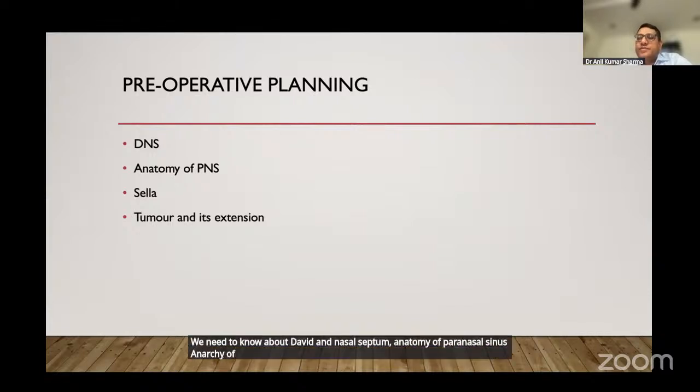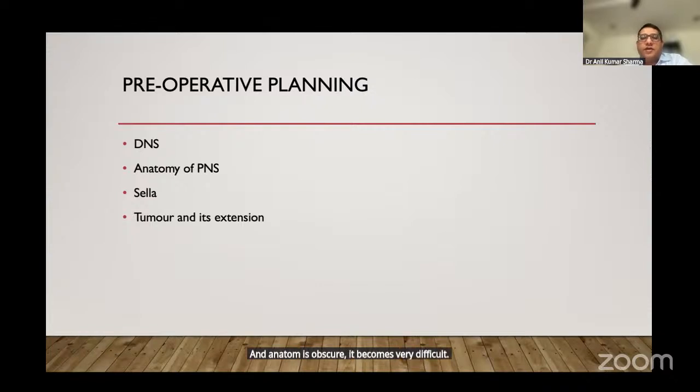We all know there are 3 types of sella: pre-sella, sella, and conchal type. In conchal type and pre-sella type, it's difficult. That anatomy is not very clear, and anatomy is obscure. So it becomes very difficult. But we need to drill that conchal sella, and we need to know about the tumor and its extension, how much it's extending lateral to the optic and carotid corridor.